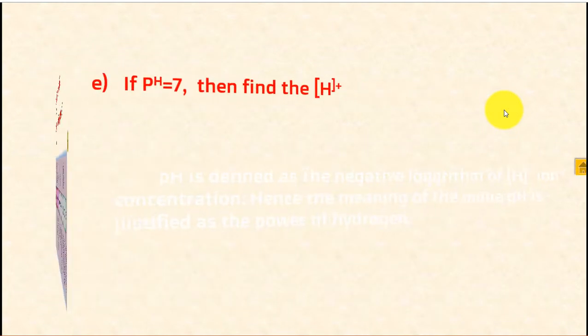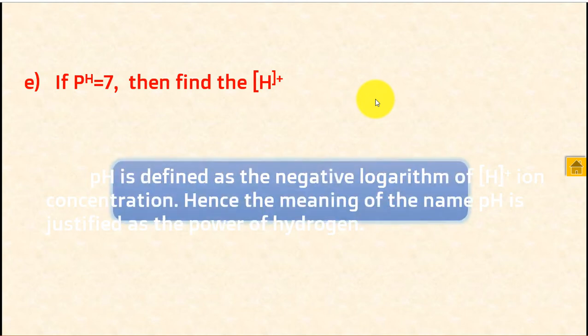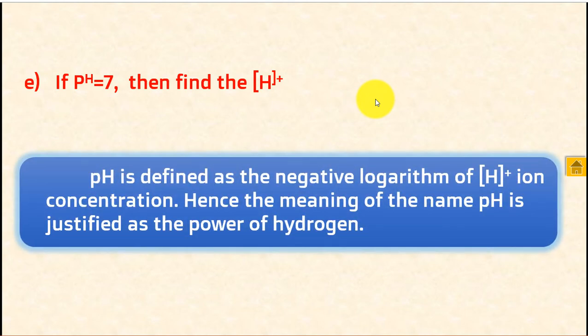Then the next question is, if pH is equal to 7, then find the H plus. So first let us know what is pH. pH is defined as the negative logarithm of H plus ion concentration, and the meaning of the name pH is justified as the power of the hydrogen. Hence our answer is H plus is equal to 10 to the power of minus 7.